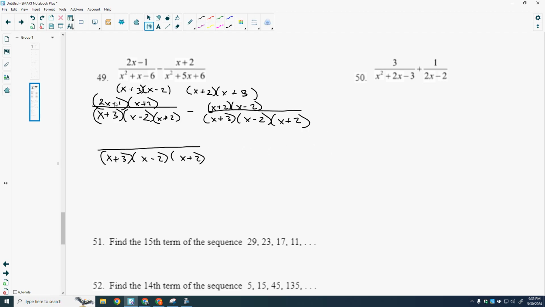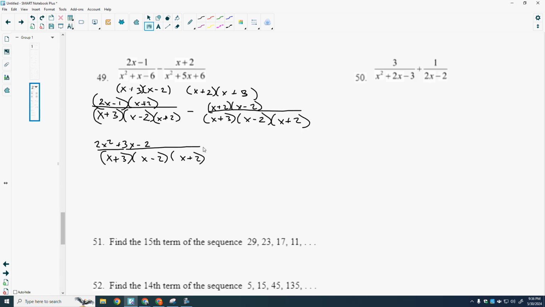All right, so on top we have 2x squared plus 4 minus 1 is plus 3x. If you can't do that in your head, then go ahead and just multiply the whole thing out and write it all out. But I just went 4x minus 1x is 3x. Minus 2.